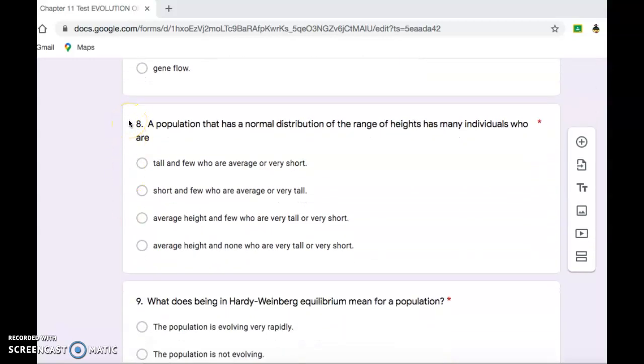Number 8, a population that has a normal distribution of the range of heights has many individuals who are tall and few who are average or very short, short and few who are average or very tall, average height and few who are very tall or very short, or average height and none who are very tall or very short.